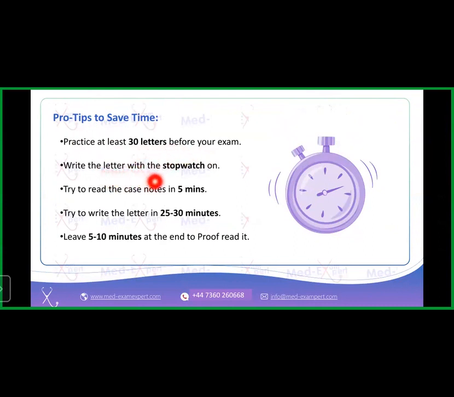Write the letter with the stopwatch on. When you practice the letters, you have to time them, to see how much time you are taking to write a letter. Try to read the case notes in 5 minutes. When you are given the case notes, the strategies I told you, how to underline, how to star, how to number, will help you filter out important information. When you practice 30 letters, there is a bright chance that you will ace your exam. Read the case notes in 5 minutes and try to write the letter in 25 to 30 minutes.